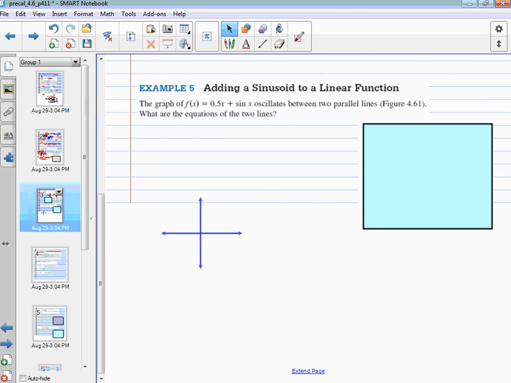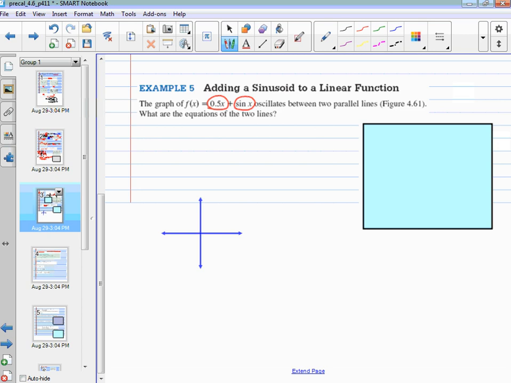Adding a sinusoid to a linear function. Here is a sinusoid, sine of x. We are adding a linear function, 0.5x, 1/2 x. That's just a line with slope 1/2, positive 1/2 slope. Well, what happens if I think of sine of x? What are its maximum and minimum values? What's the maximum value of sine of x? How high does it go? 1.